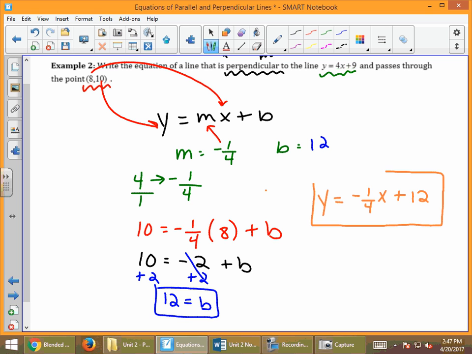12. There's our answer. There is an equation of a line that's perpendicular to the line 4x plus 9. And it's the same exact steps every single time. You figure out your slope, whether or not it's parallel or perpendicular. Once you figured out your slopes, you plug in your point, you solve for b. Once you find b, you can write the equation of your line.